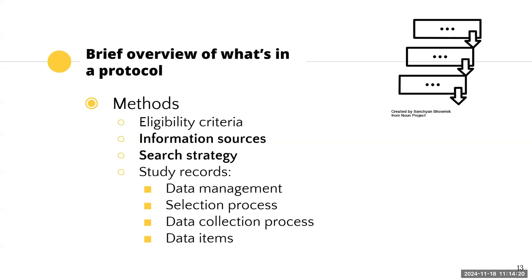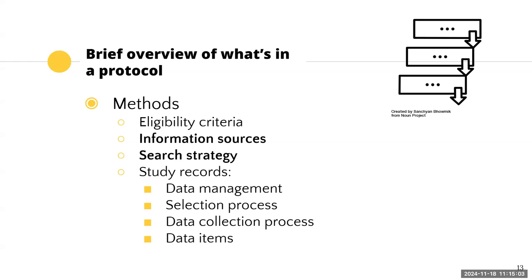The next part of the protocol is the methods, and this is really where librarians have the strongest and main role in the writing of the protocol. So here you would have your eligibility criteria. So often that limit in the library sense of things would be either maybe a publication date or a language limit, but perhaps it's a human study or an animal study. You would need to discuss that with your team and decide if you want to have any limits there that would impact your searching.